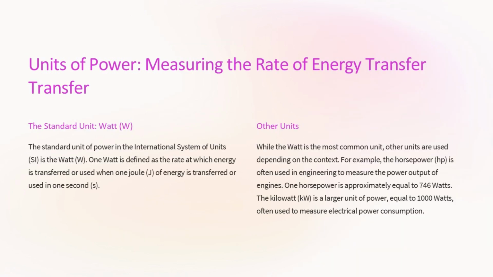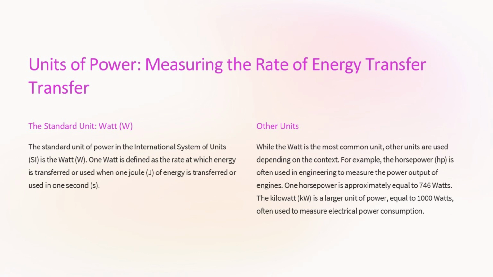The Watt, W, is the standard unit of power in the International System of Units, SI. 1 Watt is defined as the rate at which 1 joule, J, of energy is transferred or used in 1 second, s. While the watt is the most common unit, other units are also used depending on the context.